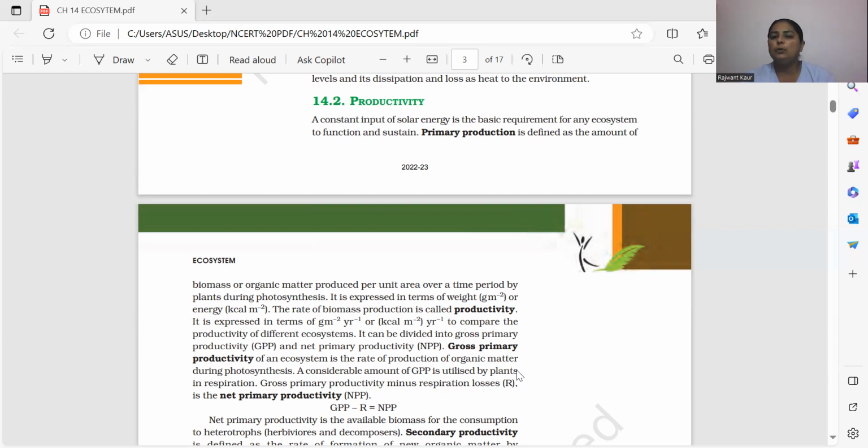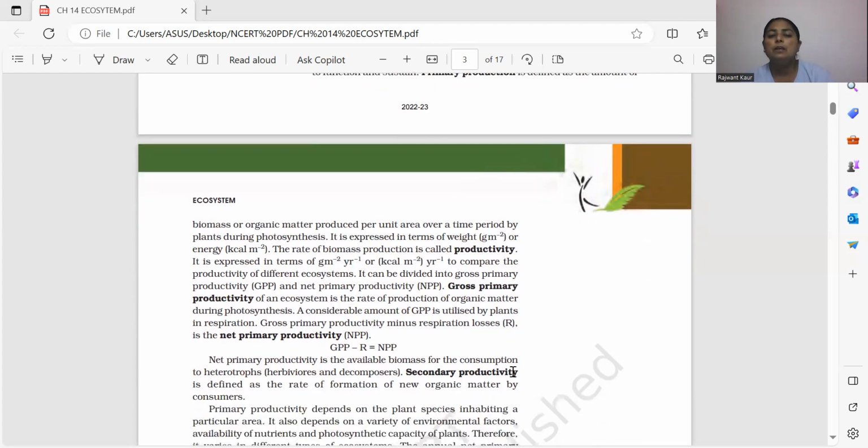In an ecosystem, the rate of production of organic matter during photosynthesis is called gross primary productivity. But that much amount of productivity is not 100% there in the ecosystem. Some amount of this gross primary productivity is utilized by plants in the process of respiration, and this is called respiratory losses. When you deduct these respiratory losses from the gross primary productivity, what you get is known as the net primary productivity.